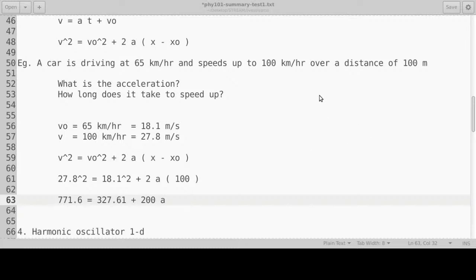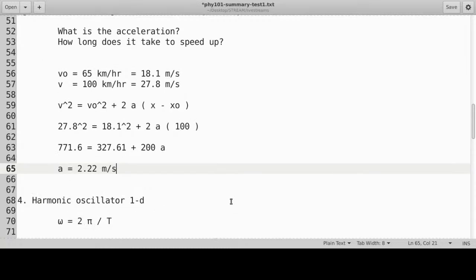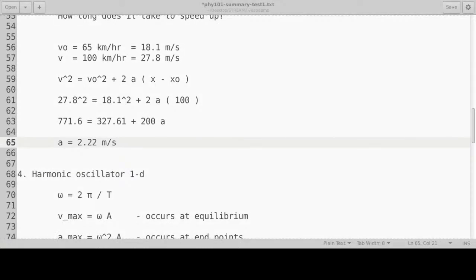771.6. Whoops. 0.6 minus, and then divide that by 200, and I'm getting an a value of that. Okay, so I'm getting an acceleration of 2.22 meters per second. Now ask yourself, does this acceleration make sense?